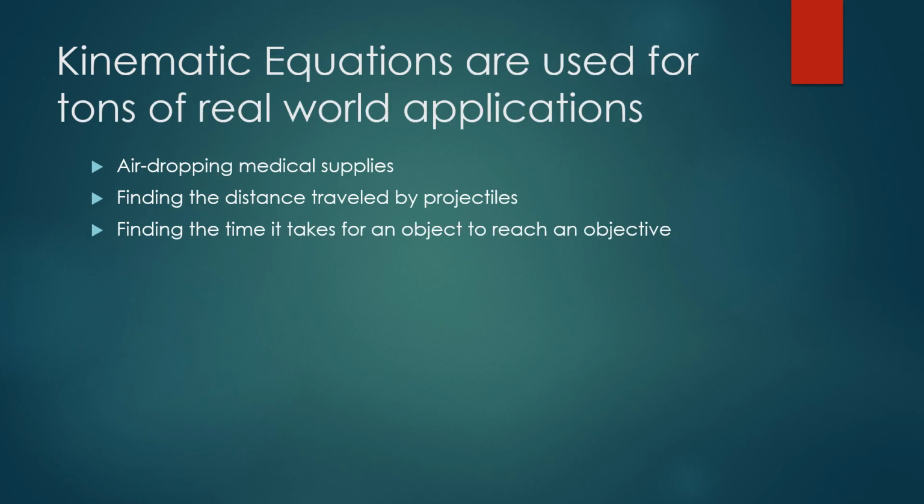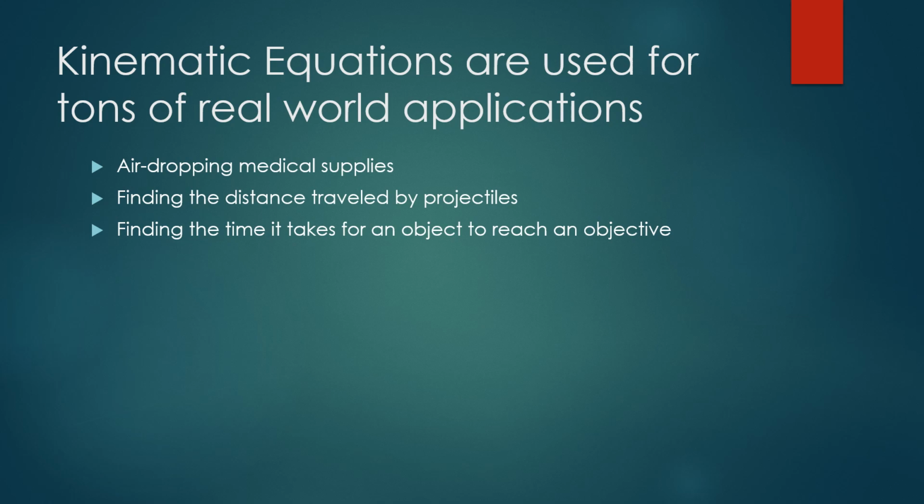So at this point, you may be asking yourself, why are all these equations important, and why do any of these variables matter? Well, here are a few real-world applications that do a lot of good. If you're flying a plane over a village that needs a lot of medical supplies, but there's nowhere anywhere near to land the plane, you have to airdrop them. And using these kinematic equations, you can figure out when to airdrop these medical supplies so that they land right on top of the village.